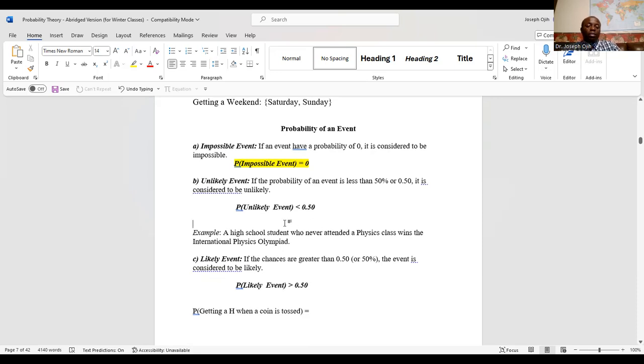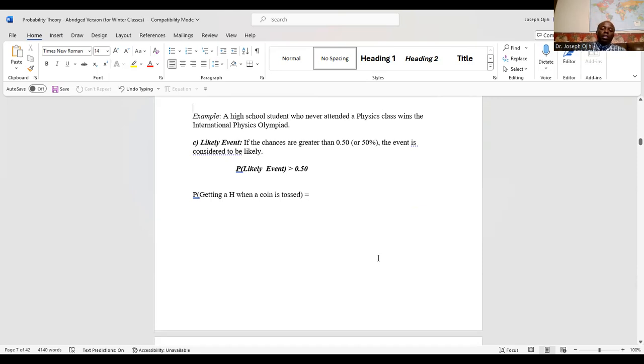For unlikely events, the probability is less than 0.5. For example, a high school student who never attended physics class, the probability that he will win the International Physics Olympiad is very unlikely. Then for likely events, the chances are greater than 0.5. For example, getting a head when a coin is tossed. Actually, that one is 0.5 and 0.5. But if you have a qualification and experience, getting the job when you go to the interview is greater than 0.5. That is a more likely event.